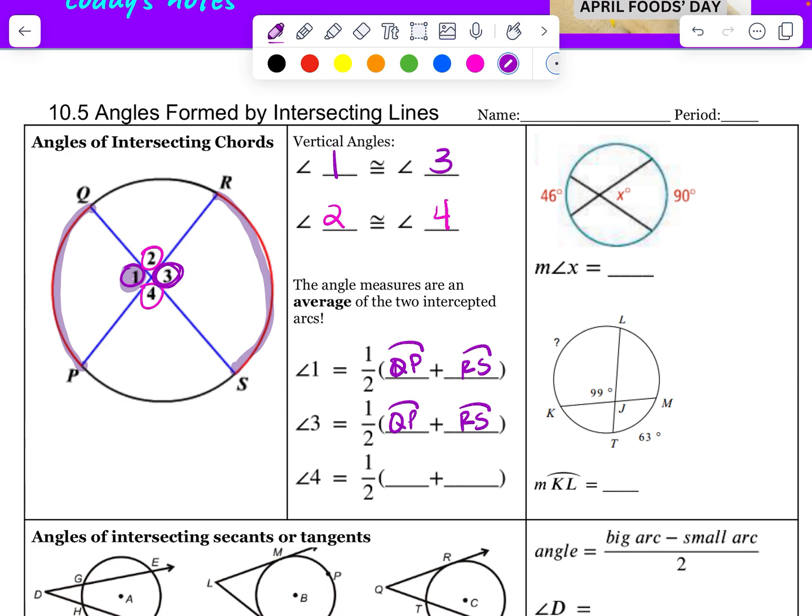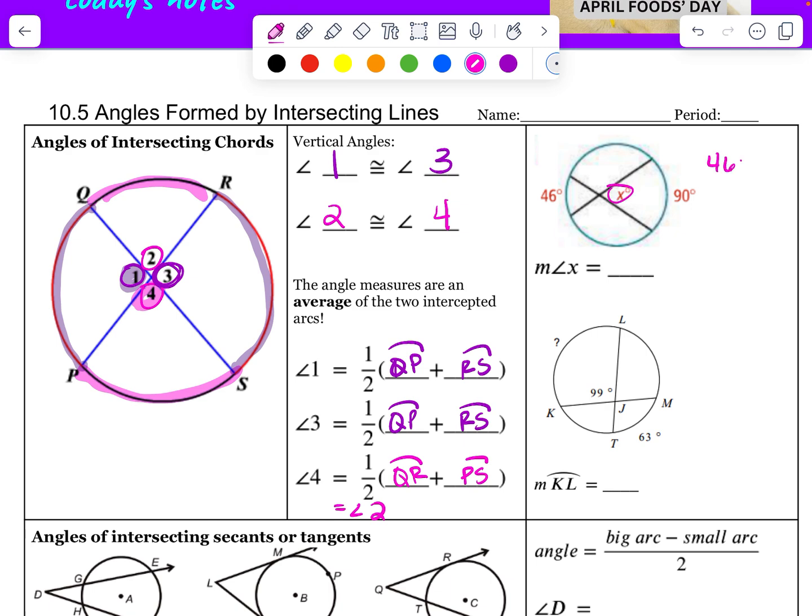To find angle 4, though, angle 4 is right here. So we need to use these two arcs, which are QR plus PS divided by 2. Times a half is the same as divided by 2. That would also be the same for angle 2. Angle 2 and 4 are the same. Let's use that. So here we're just finding the average. We're finding the inside angle.